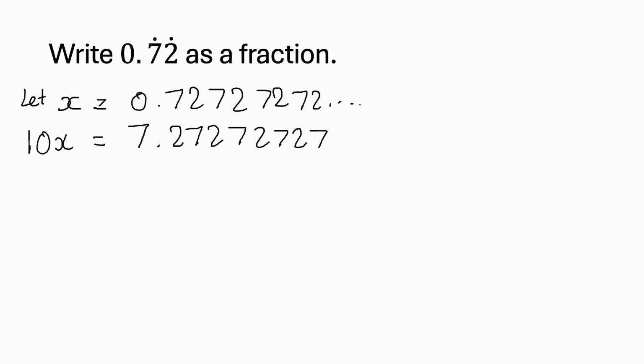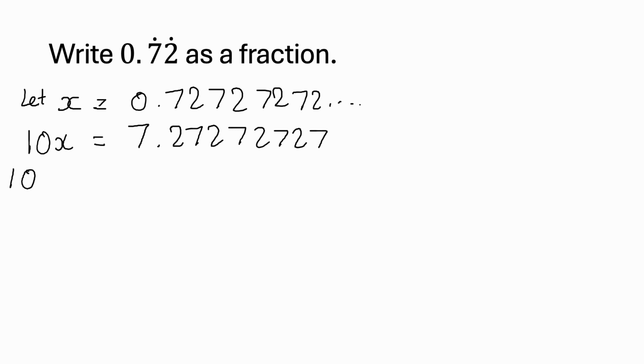Okay, essentially what we are trying to do is subtract the numbers from each other and get rid of the numbers after the decimal point. So if we look at x and 10x, if we subtract x from 10x, we're not eliminating the numbers that are next to the decimal point, are we?